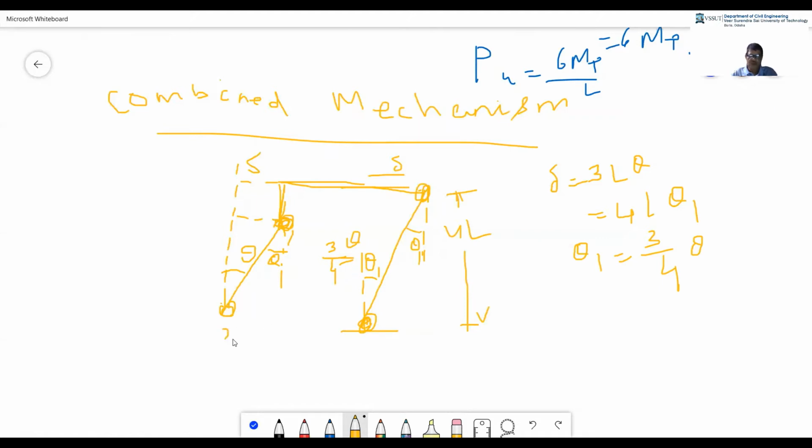Now here it will be 2 MP. Here it will be 2 MP. Okay, this is your delta. There the load P is acting, and this is your 2 MP. So you write all these things required here, and now we'll find the solution.